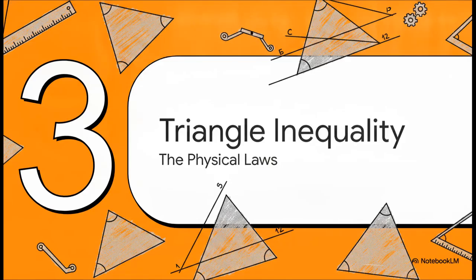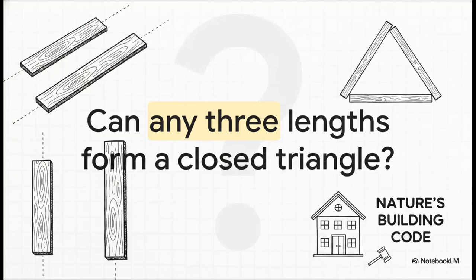Section 3. The triangle inequality rule. The physical laws. Now, I really want you to think about this for a second. If I walked into a hardware store and handed you any 3 random pieces of wood, could you always connect them end to end to form a closed triangle? We usually just assume 3 lines automatically equal a triangle, right? But nature actually has a very strict building code.